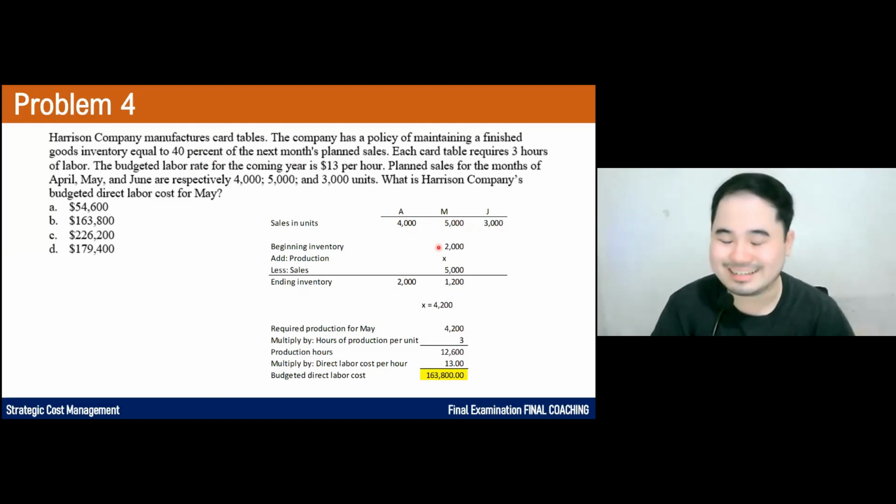So, mali yung kanina. Okay? Tapos work back na lang tayo. Paano naman tong 1,200? Eh di 40% ng 3,000. So 1,200. Tapos sales na 5,000. So add back. 1,200 plus 5,000, 6,200 minus 2,000, 4,200. Okay? 4,200 times 3 hours per unit. 12,600 times 13, 163,800. Letter B ang sagot. Okay? So yun. May problema po tayo here or okay na po tayo?